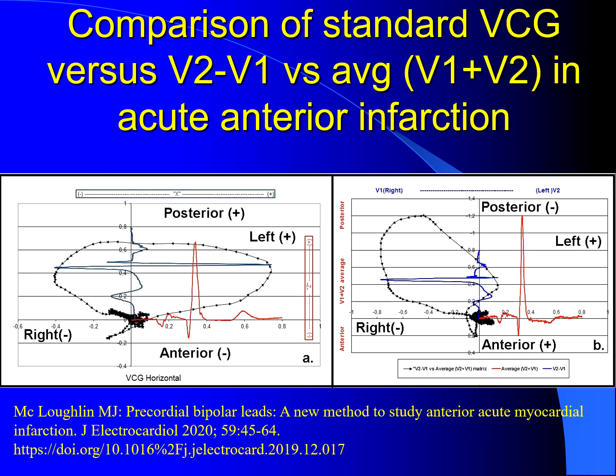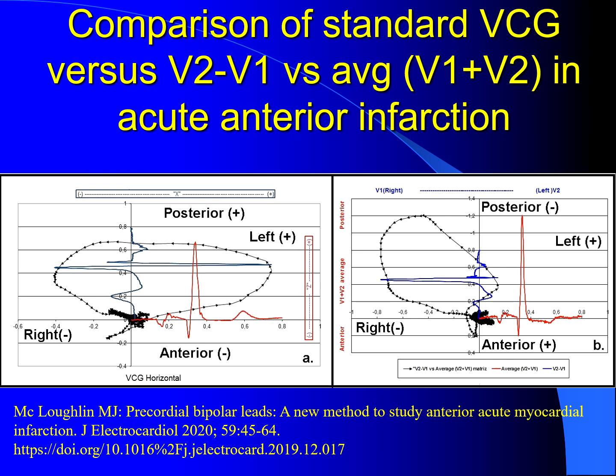Comparison of standard VCG versus retrosternal regional loop in acute anterior infarction. As we mentioned before, in the anterior wall infarction, this derivation is especially useful. The slide shows a comparison between the classical transverse vectorcardiogram produced with the X and Z leads and the vectorcardiogram produced with the B2-B1 PBL and the average B1 plus B2 pool.